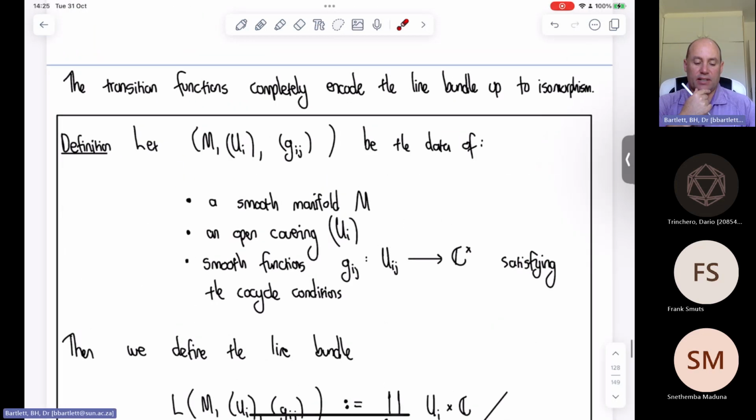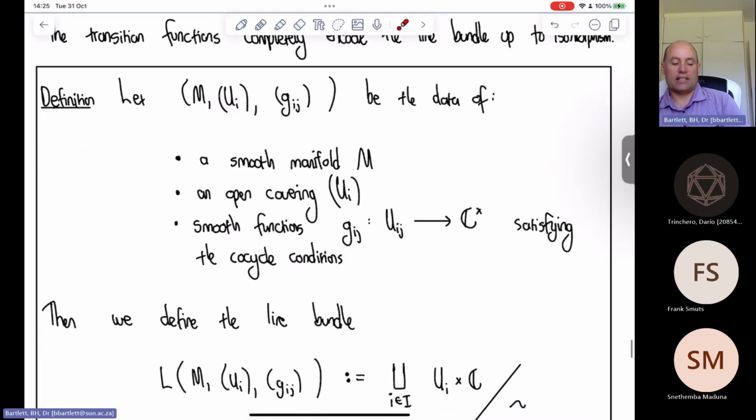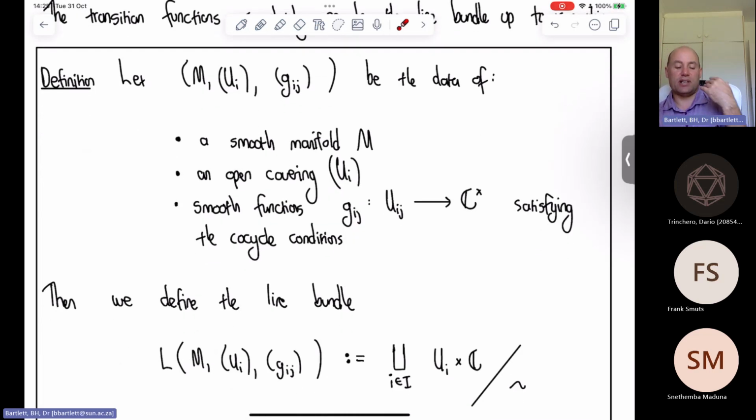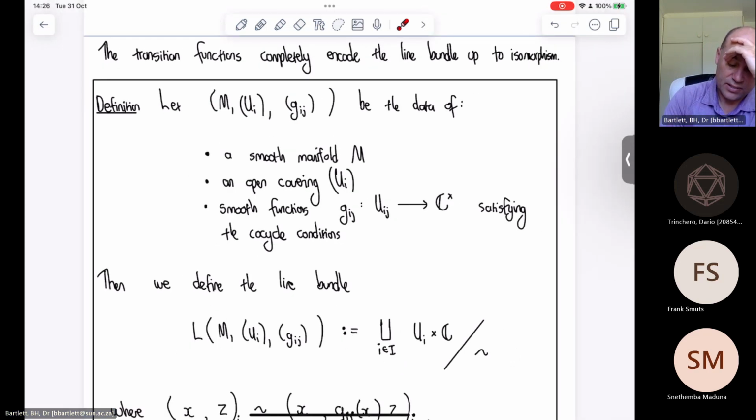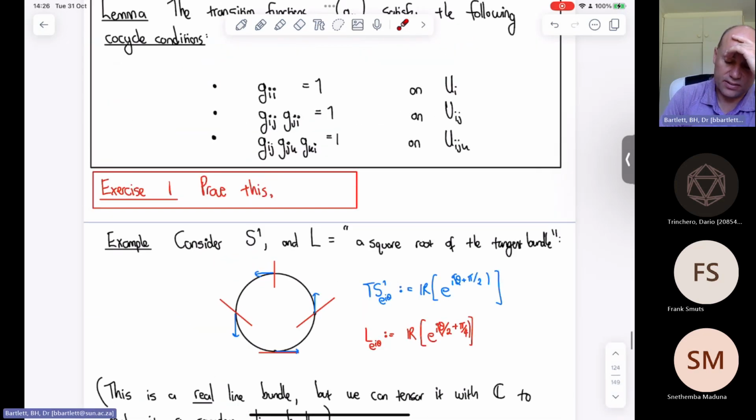Okay, so I claim that the transition functions completely encode the line bundle up to isomorphism. More precisely, suppose you're given some of this cocycle data. So you've got your manifold, then you've got an open covering, and you've got a bunch of transition functions, satisfying the cocycle conditions. So you've got smooth functions on Ui intersection Uj into the non-zero complex numbers, satisfying these cocycle conditions, these equations here.